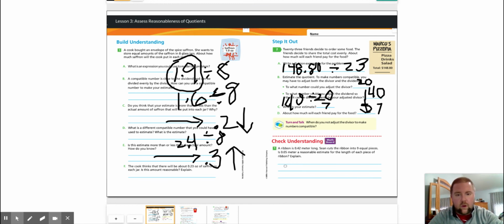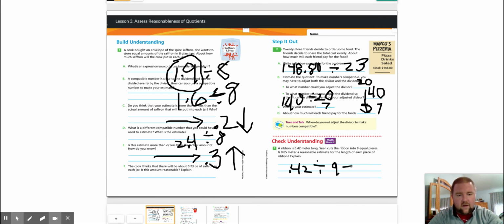It's a little bit more work here. So it says a ribbon is 42 hundredths meter long. Sean cuts the ribbon into 9 equal pieces. Is 5 hundredths meter a reasonable estimate for the length of each piece of ribbon? Explain. So again, we have 42 hundredths, and we're dividing that up by 9 equal pieces.